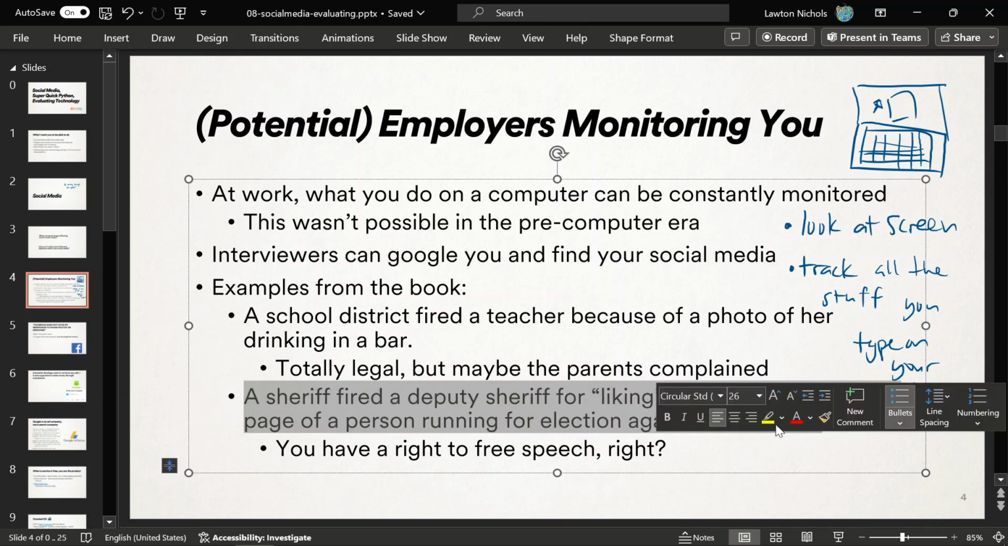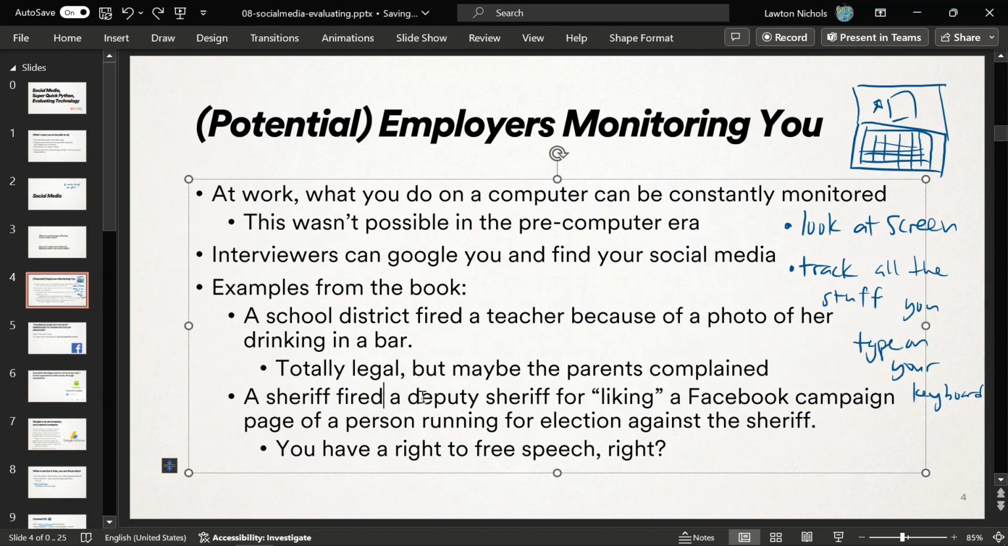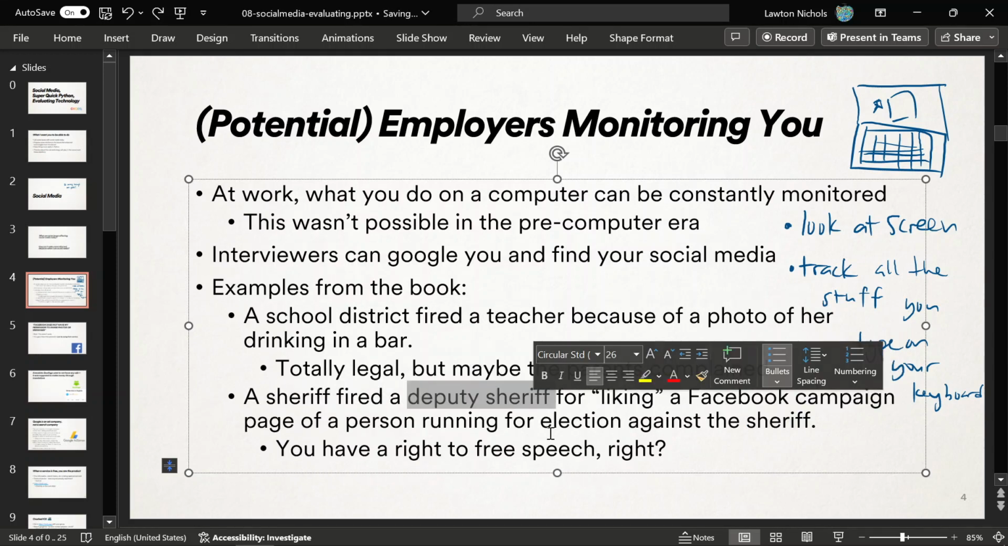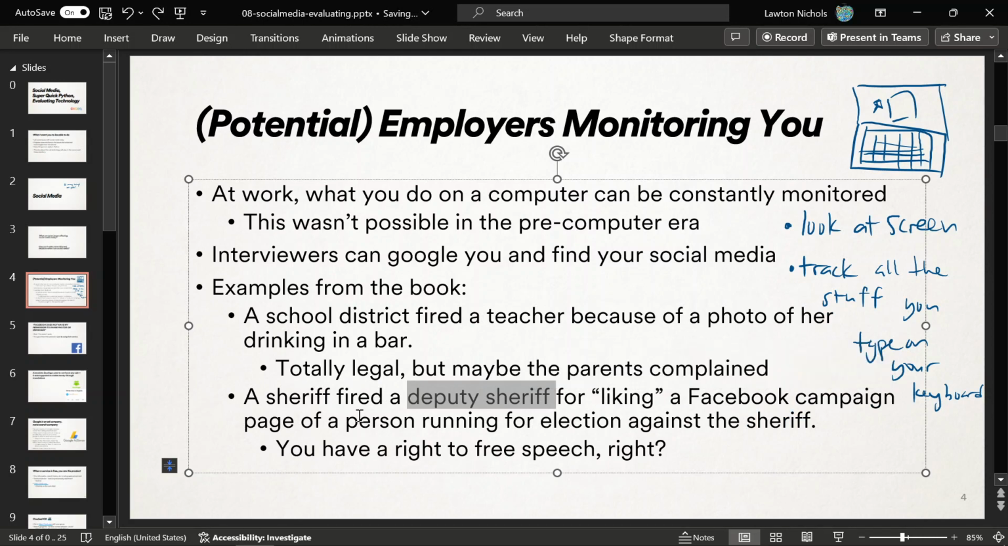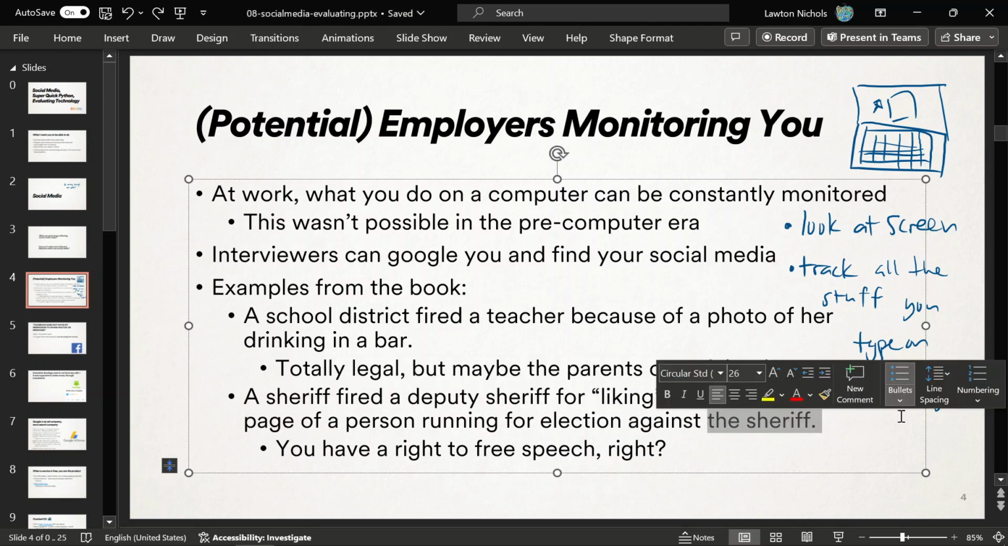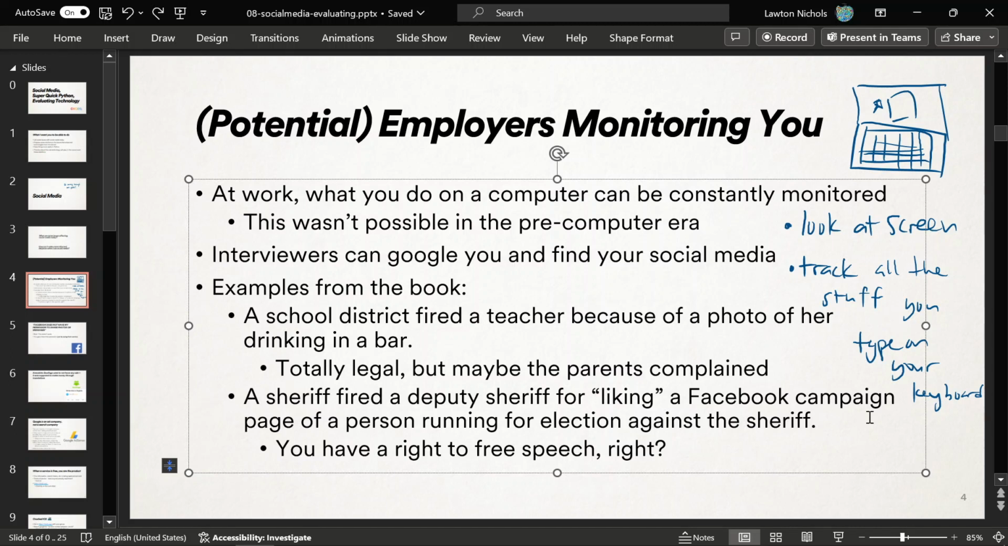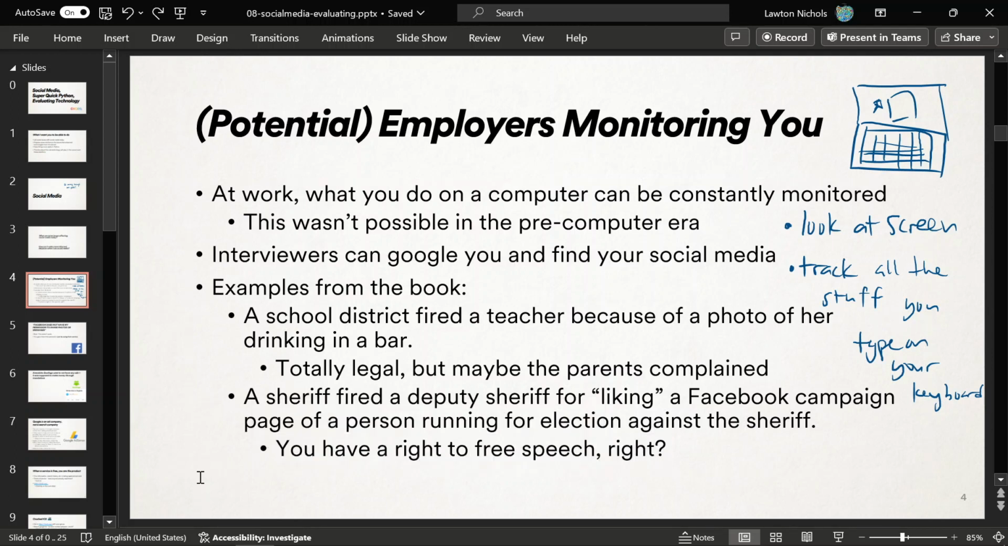Another funny one is that a sheriff, so the head honcho in the police department, fired a deputy sheriff, which I think was below that person. So a sheriff fired a deputy sheriff for liking a Facebook campaign page of somebody else trying to run against the current sheriff. That's hilarious. So again, what you do on the internet can show up and haunt you in your day-to-day work life. So technically this was free speech, right? But I guess you can make the argument that if this person was liking the other sheriff's campaign page, probably not a good employee of the current sheriff.